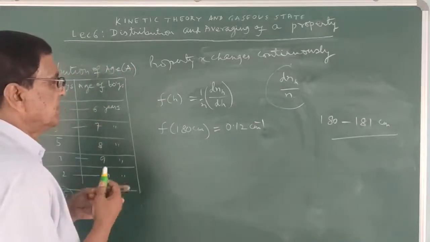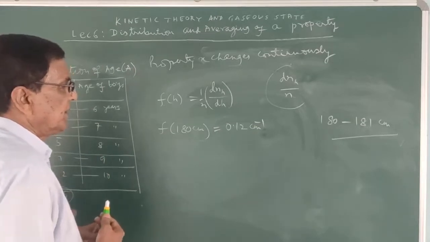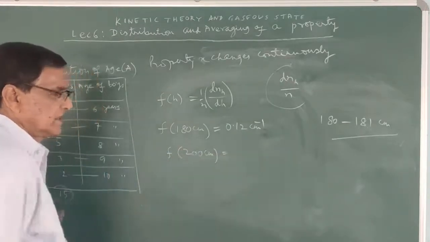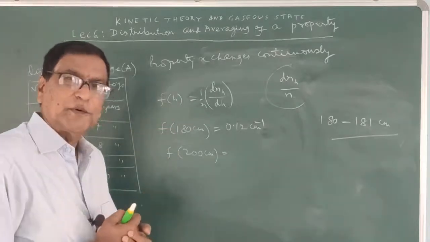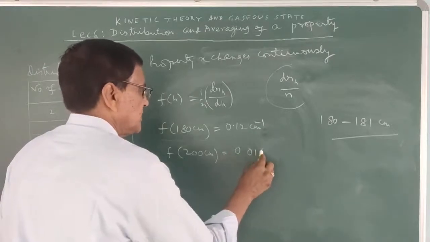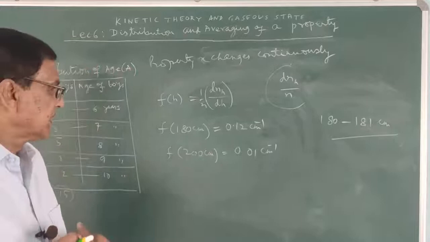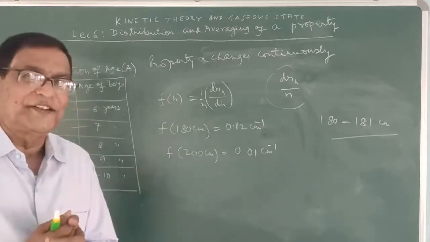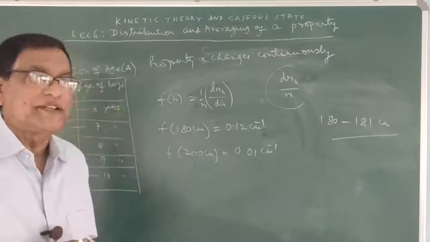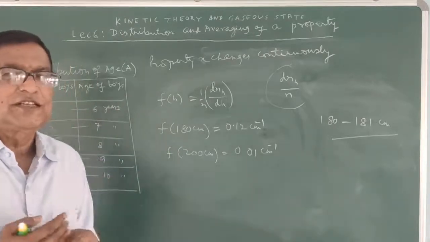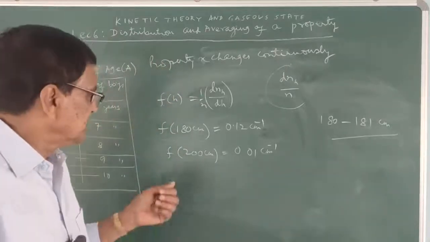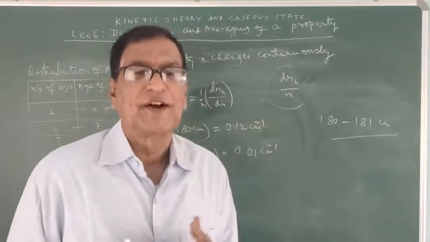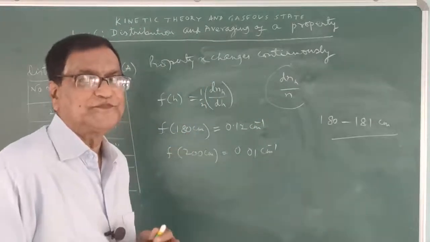So if we consider f(200 centimeter), a large height of a person, it may be 0.01 centimeter inverse. That means the probability of a person to have this height 200 to 201 centimeter is only 1%. So the probability differs on at which point we are considering, which height we are considering, whether it is 180 or 200 or say 100 and so on.